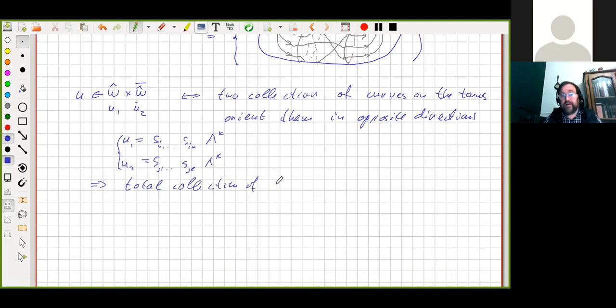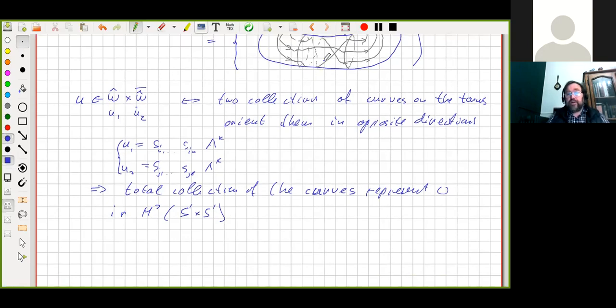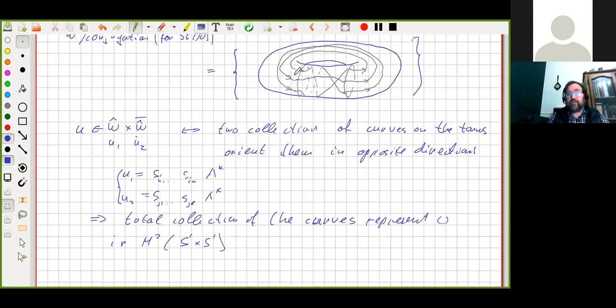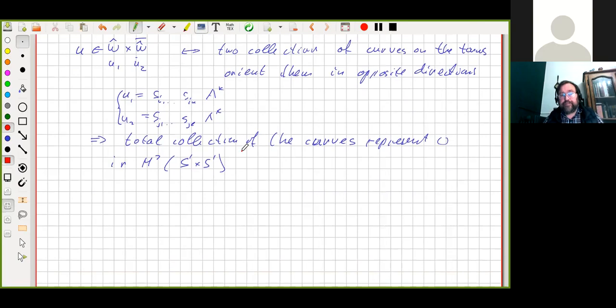of the curves represent zero in H2 of the torus, H2 of S1 cross S1. So you have this picture. I don't want to draw. Well, maybe I should draw. I will draw an example very soon. So this collection of curves represents zero.